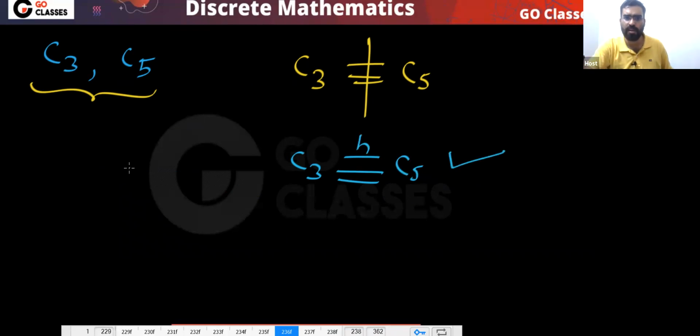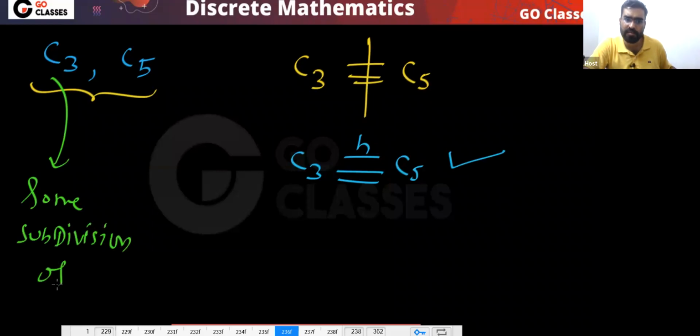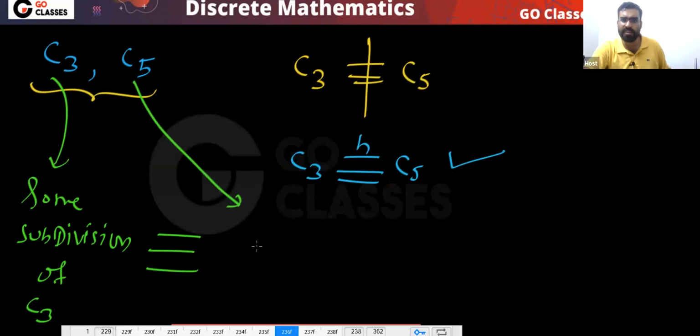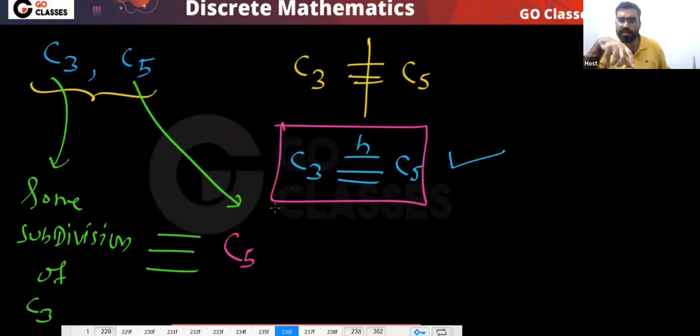Why are they homeomorphic? Because some subdivision of C3 is isomorphic to some subdivision of C5. Yes or no? Some subdivision of C3 is isomorphic to some subdivision of C5, and C5 itself is a subdivision of C5. So C3 and C5 are homeomorphic. This is the difference. Did you understand the difference between homeomorphic and isomorphic?